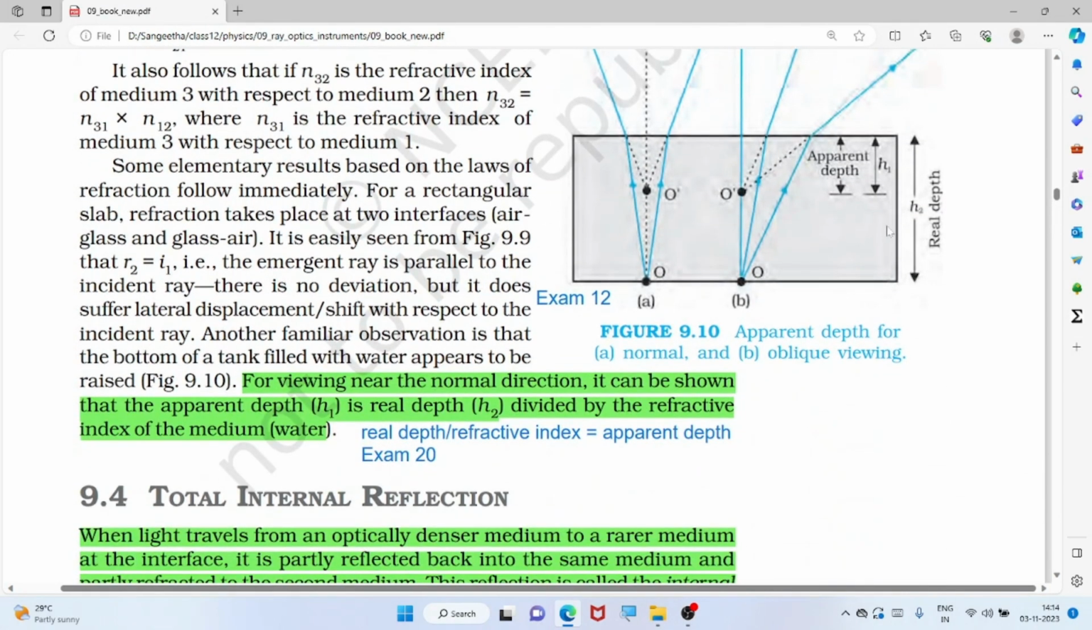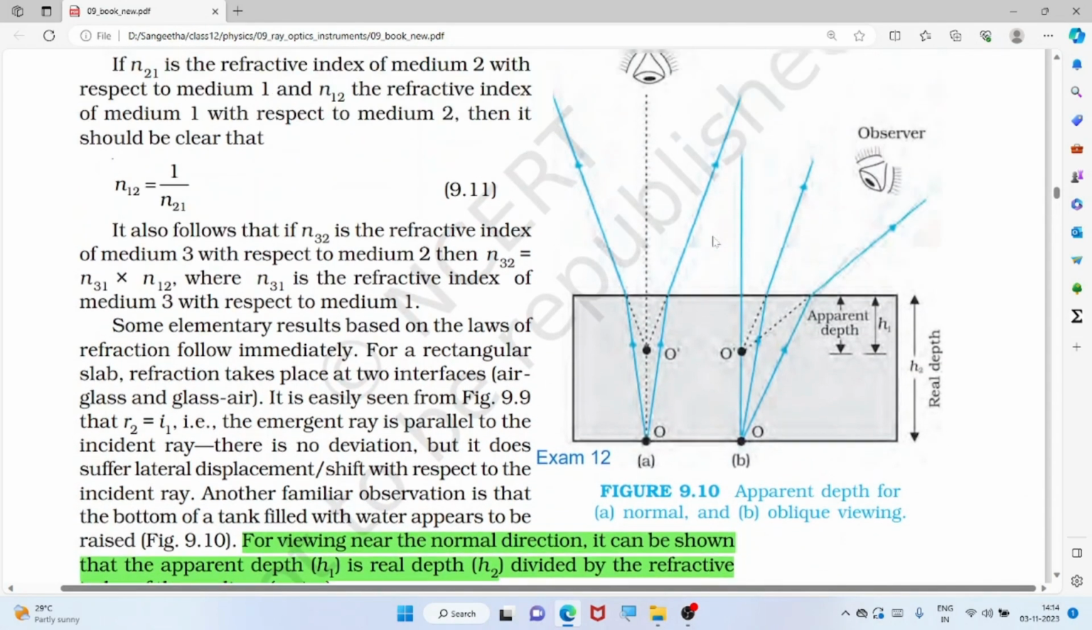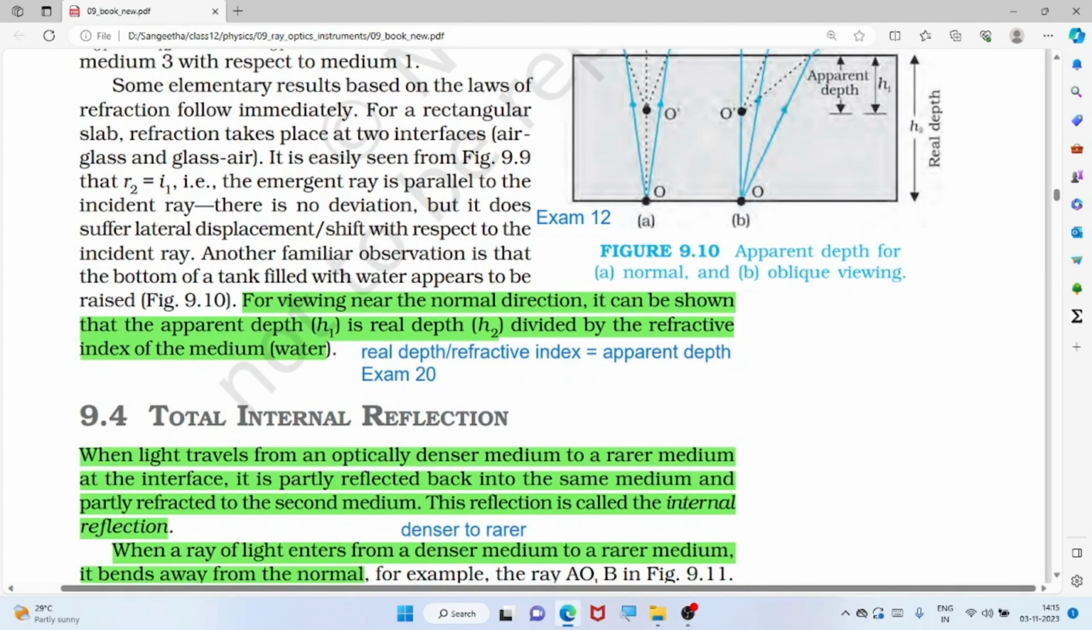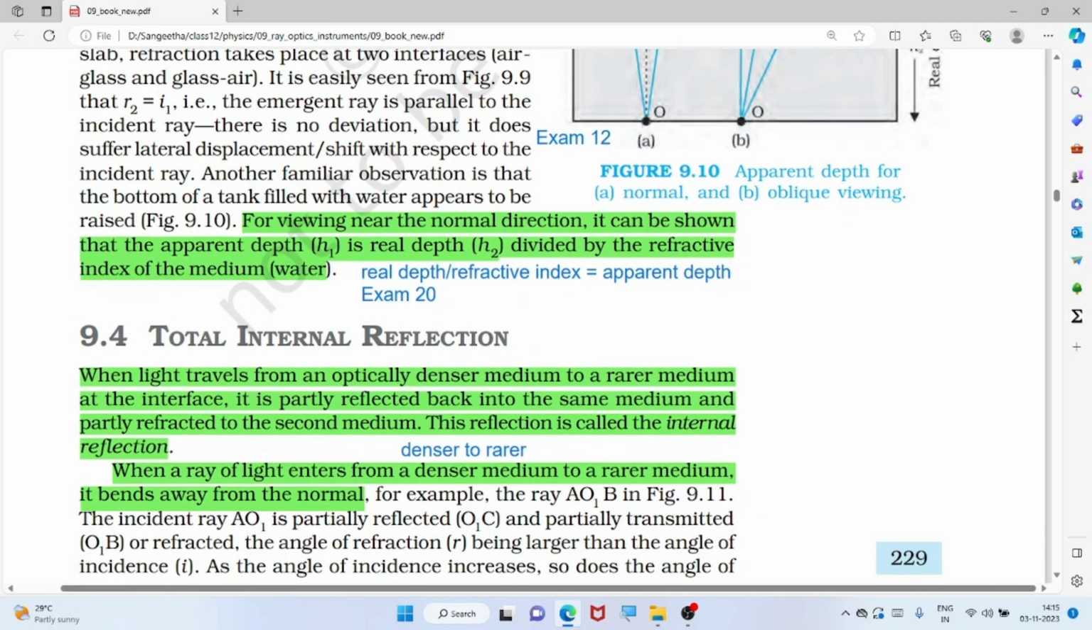This is the apparent depth and the real depth, when you see from this position and this position. So apparent depth is real depth divided by the refractive index.